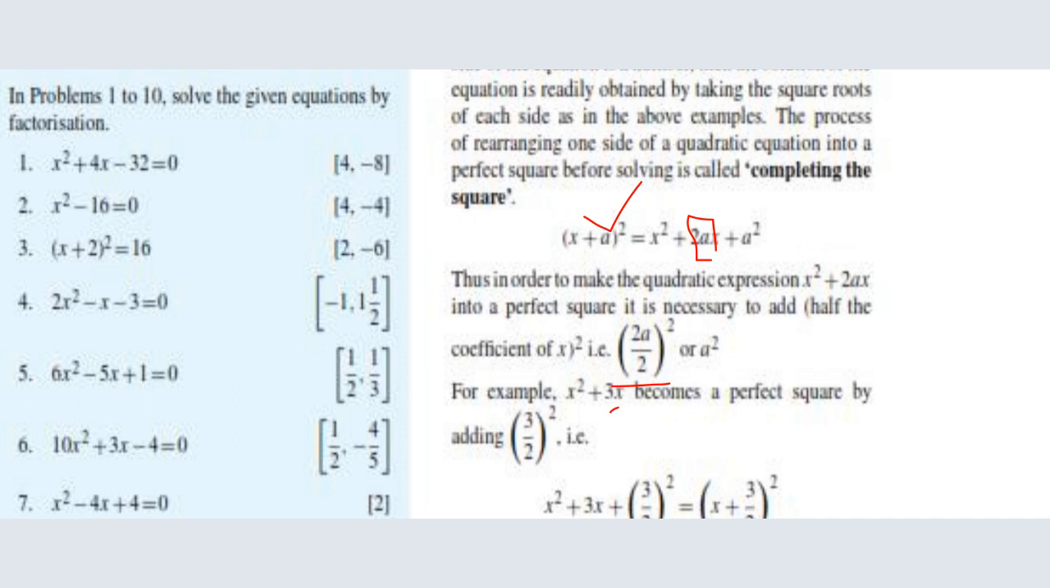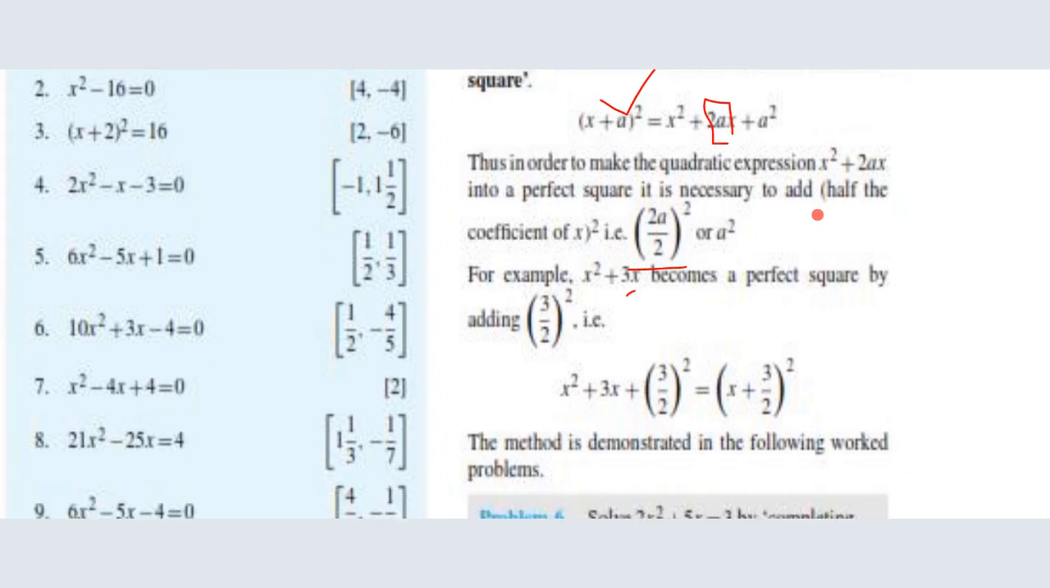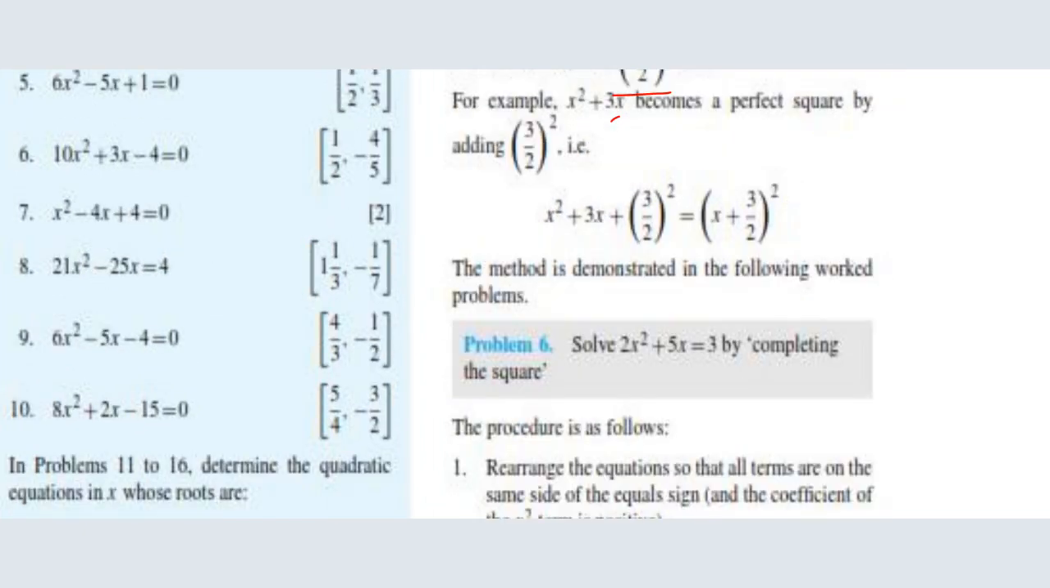When we talk about balancing the equation, what you do on the left, you also have to do on the right. Pick half the coefficient of x, put it on both sides so that you balance the equation. At that point, we say that you've obtained what we call a perfect square. Let's look at an example.